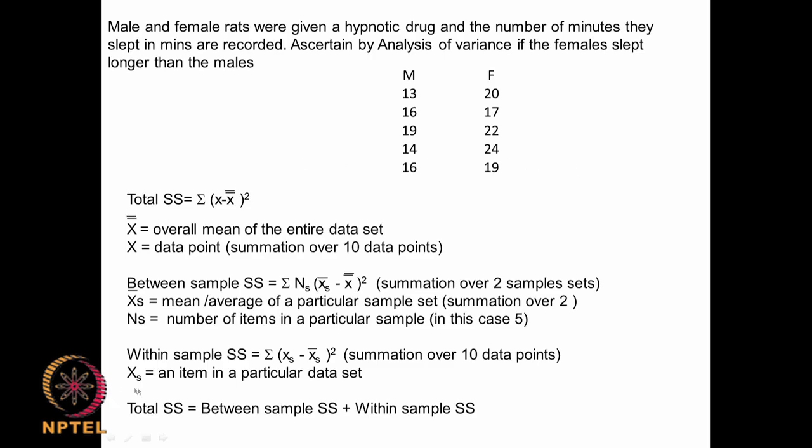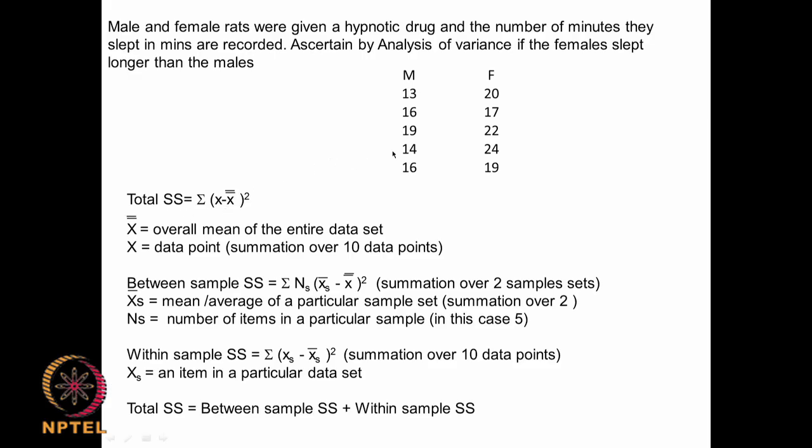So, the total sum of squares here can be easily calculated. I will take an overall mean, that means I take a mean for male, I take a mean for female, then I take a mean of these two means, that will give me the overall mean. Okay. Summation of x minus x double bar squared, that is called the total sum of squares. Now, you understood how to calculate that.